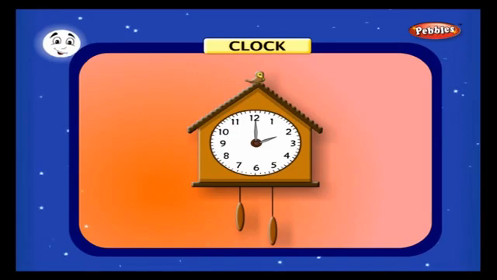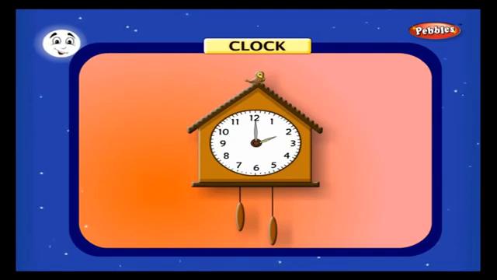Clock. Look at this clock. The face of the clock is called the dial. There are 60 divisions on it. There are numbers from 1 to 12 which are marked at equal distances. There are 2 hands in the clock. The long hand is called the minute hand and the short hand is called the hour hand.